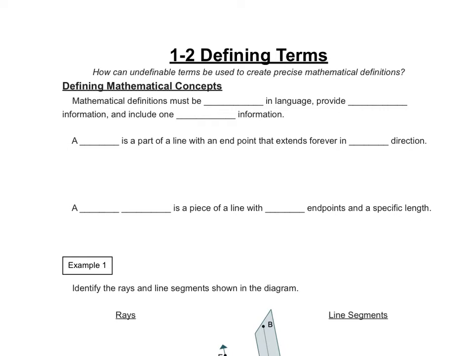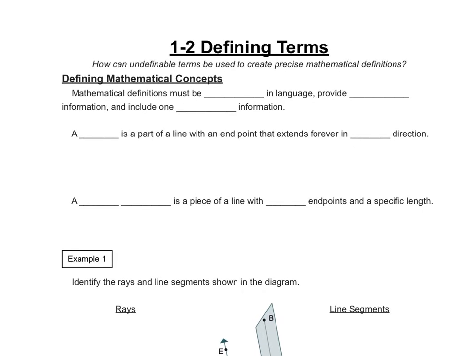So as we talk about defining terms, how can undefinable terms be used to create precise mathematical definitions? So we talk about these mathematical concepts. Mathematical definitions must be precise in language. They must provide sufficient information and include only necessary information. So as we begin here, a ray is a part of a line with an endpoint that extends forever in one direction.